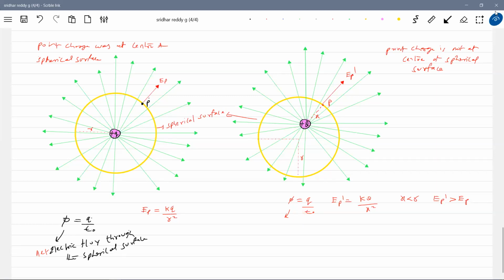Now, it is a small q, no? Small charge. Next, what I do is instead of a point charge, shall I keep any other charged body? Still, will you justify your answer? Yes, it will be.